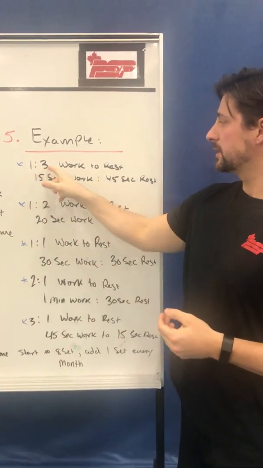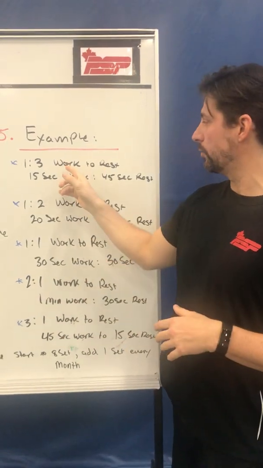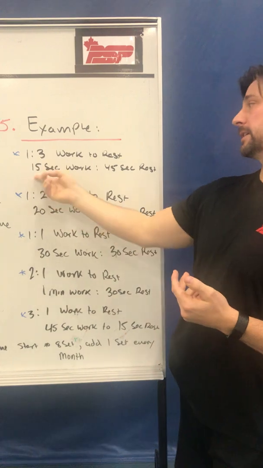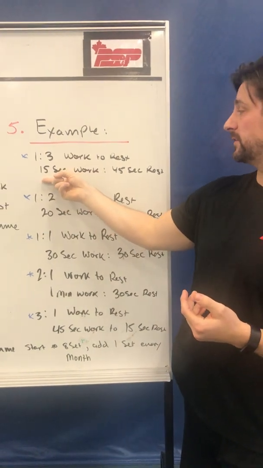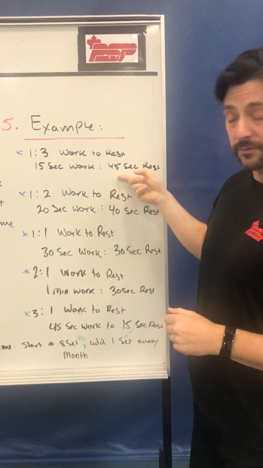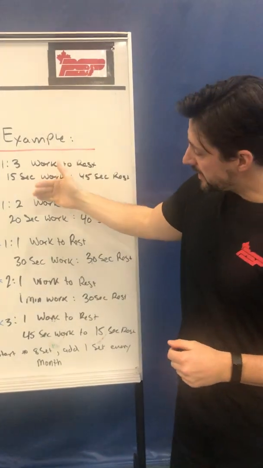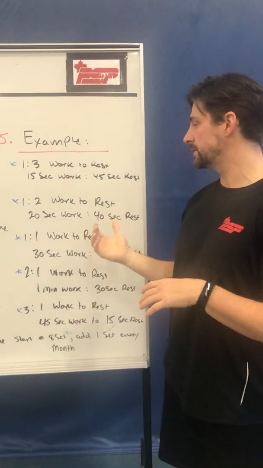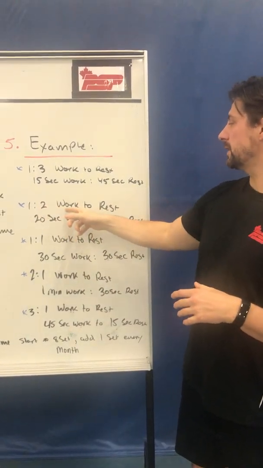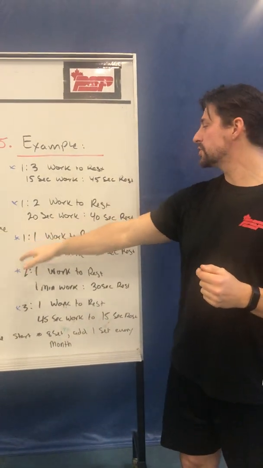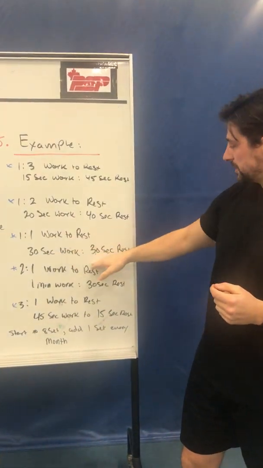So what I've got written here is a ratio of work to rest. In this first one, we've got a 1 to 3 work to rest. An example in terms of the time would be 15 seconds of work, followed by 45 seconds of rest. From there, you would progress by simply decreasing the rest, increasing the work. So a 1 to 2 would be like a 20-second work to a 40-second rest, then down to a 1 to 1, 30-second work, 30-second rest.